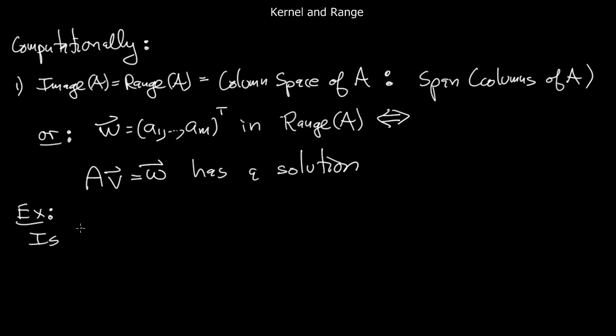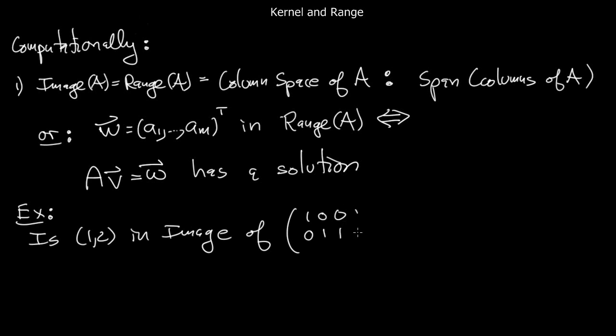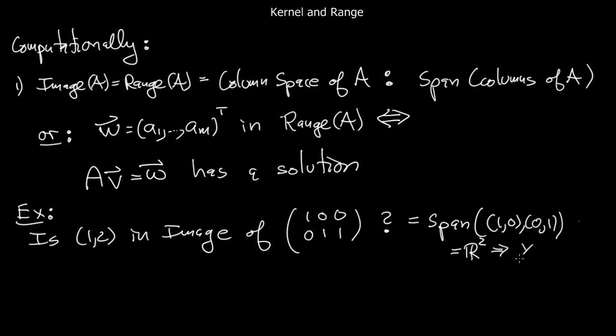So, for example, suppose I gave you this matrix, the matrix 1 0 0, 0 1 1. Is 1 2 in the image of this? Well, I'll answer this question 2 ways. The first is, well, the image is the span of the columns, which is 1 0, 0 1 and, well, 0 1 again, so I don't need it. And what is the span of these 2 vectors? Well, all of R2. So every 2-vector is there, so the answer is yes.